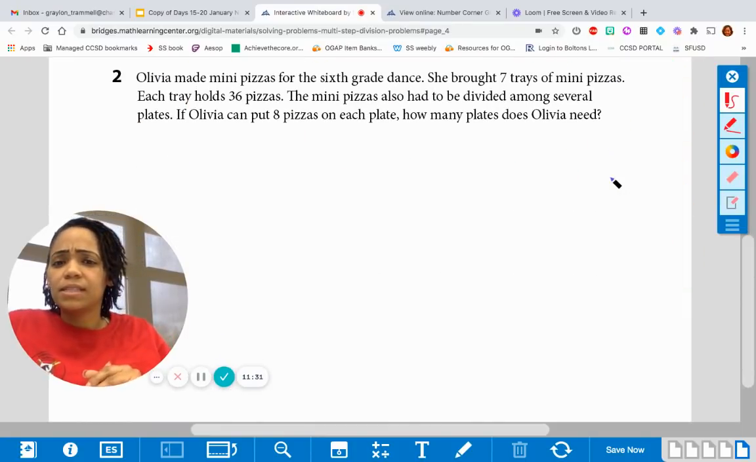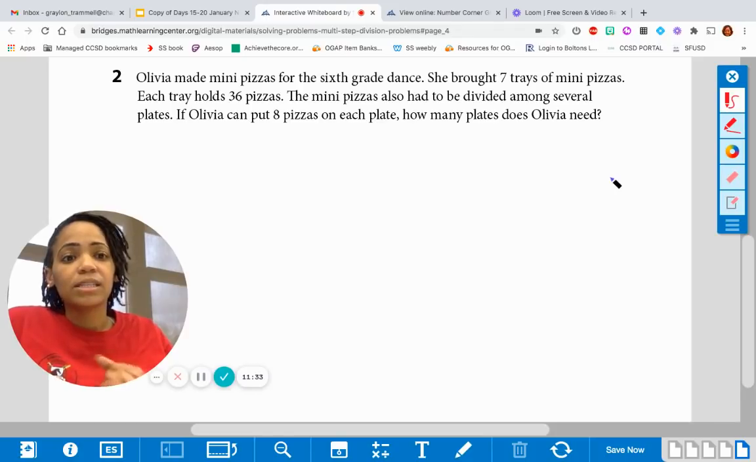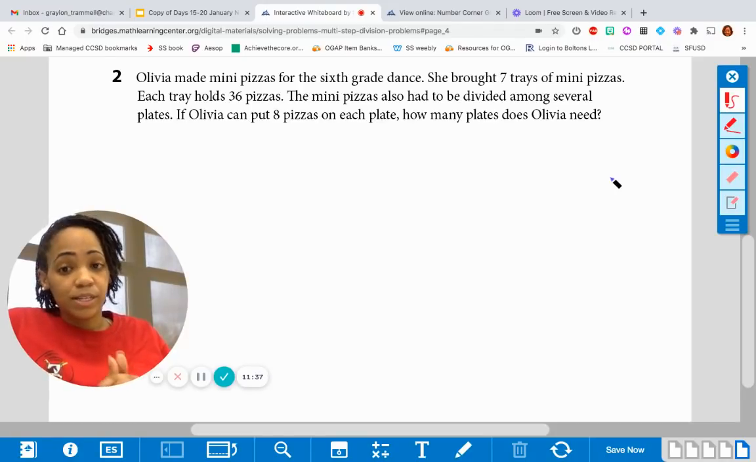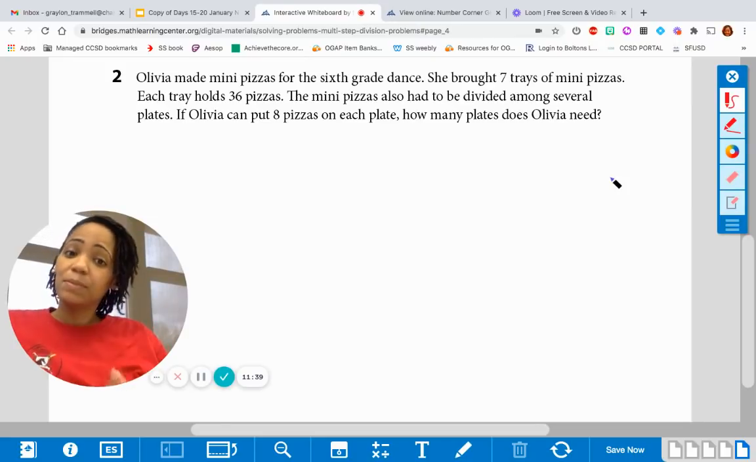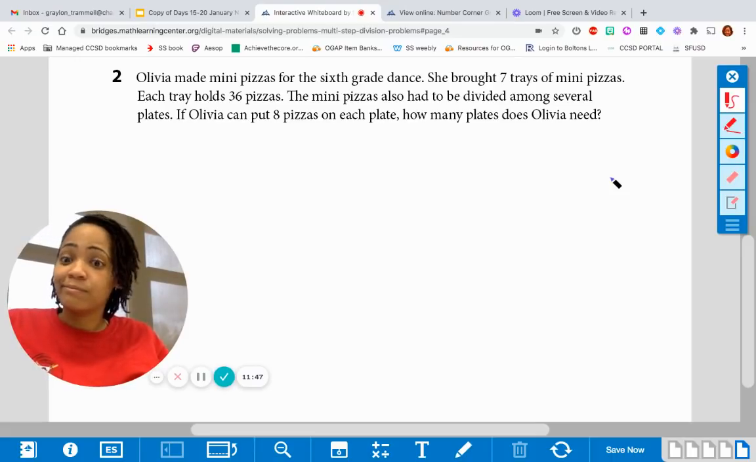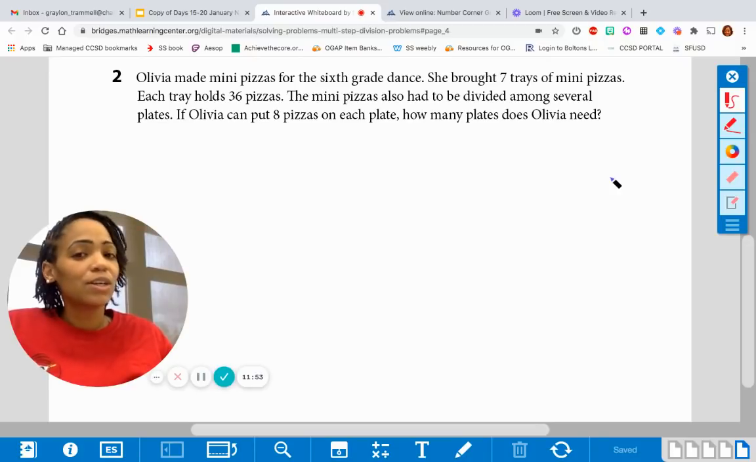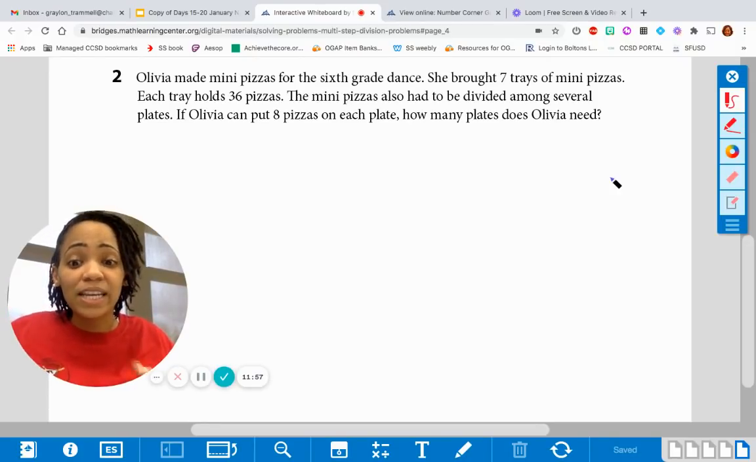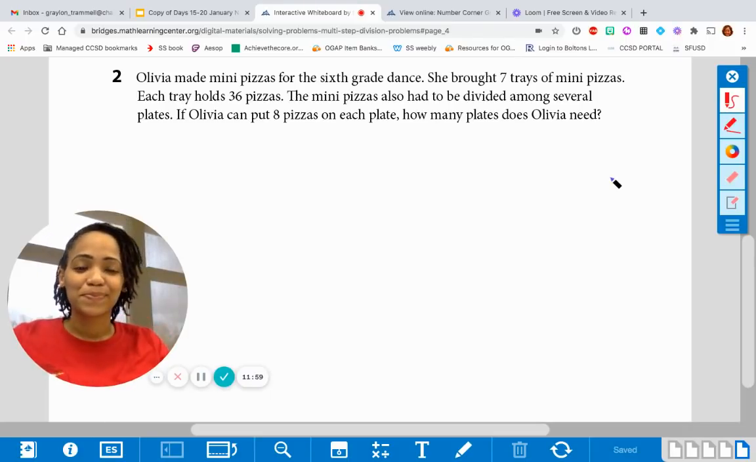Olivia made mini pizzas for the 6th grade dance. She brought 7 trays of mini pizzas. Each tray holds 36 pizzas. The mini pizzas also had to be divided among several plates. If Olivia can put 8 pizzas on each plate, how many plates does she need? Wow. Take a second, repeat this in your own words, making sure you are paying close attention to the important details that we need to solve this problem.